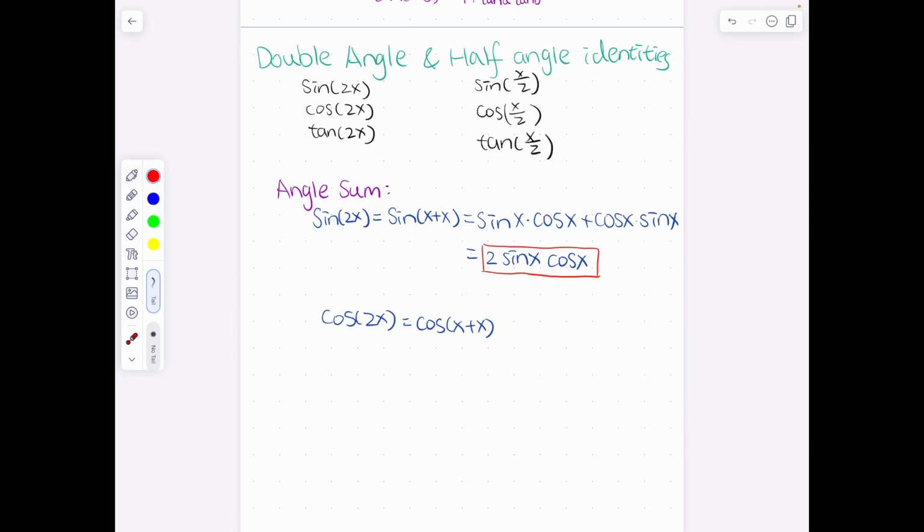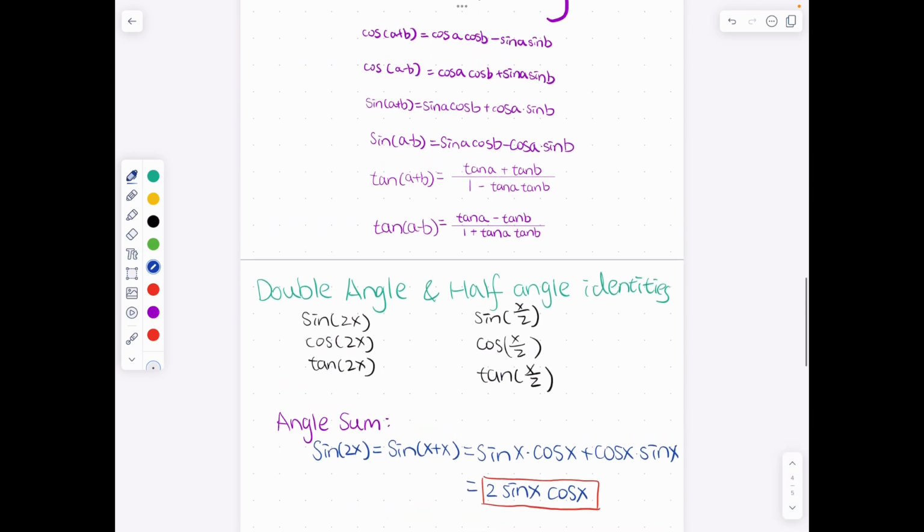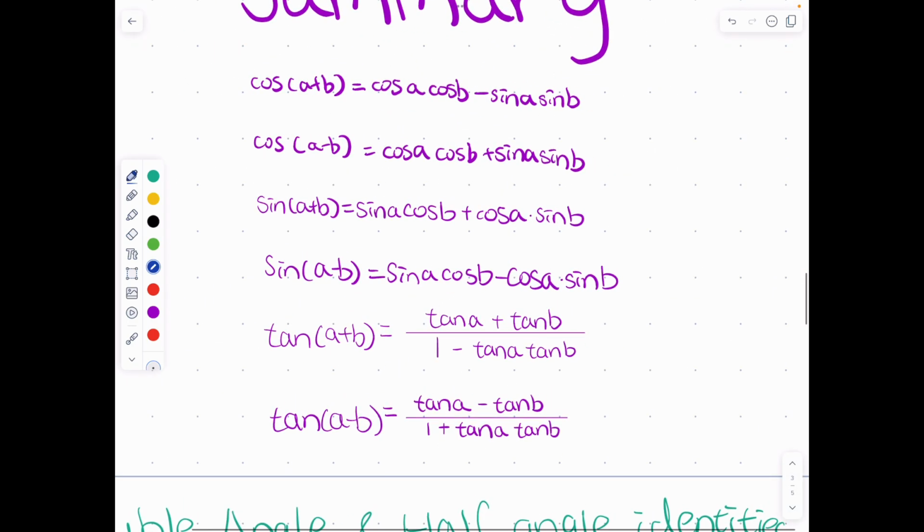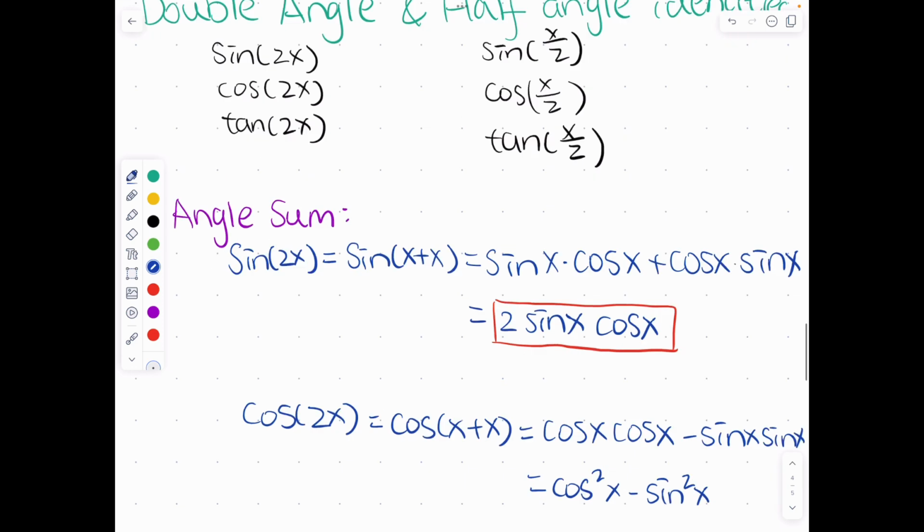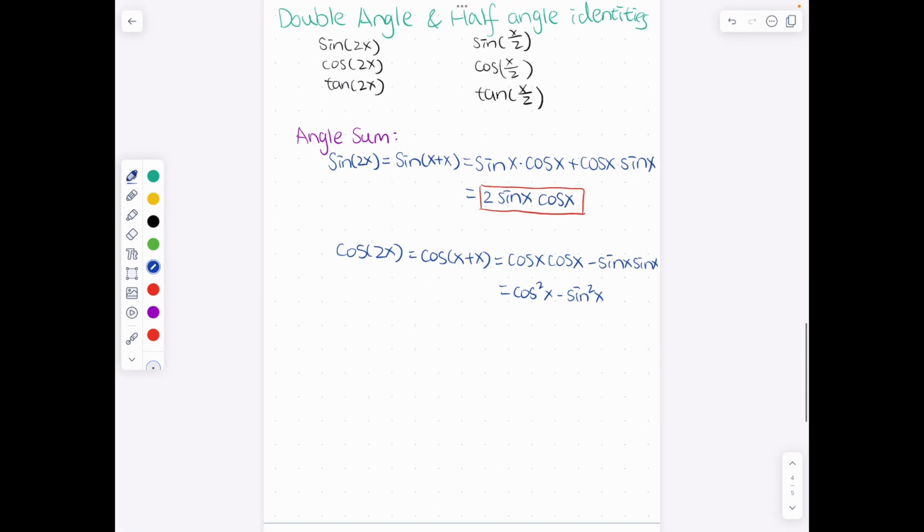Okay, so cosine of x cosine of x minus sine of x sine of x. So that is just equal to cosine squared x minus sine squared x, right? Let me just check this. Yep. Okay. Anyways, so that's also proven.